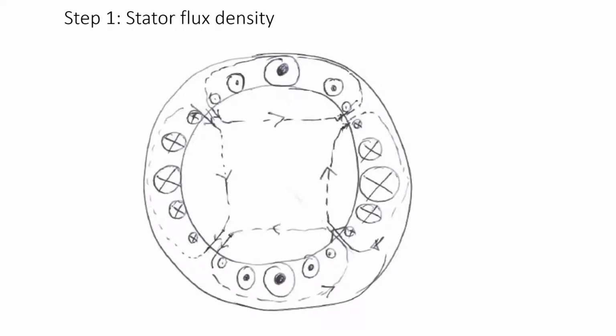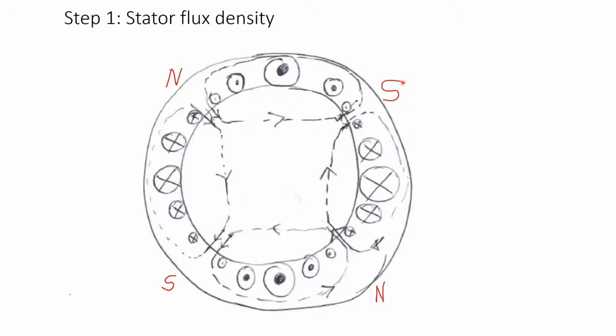For that, the first step is to write the function for the stator flux density. It is a 4-pole machine, so we have north, south, 4 poles from the stator. And we assume sinusoidal flux density distribution in the space.